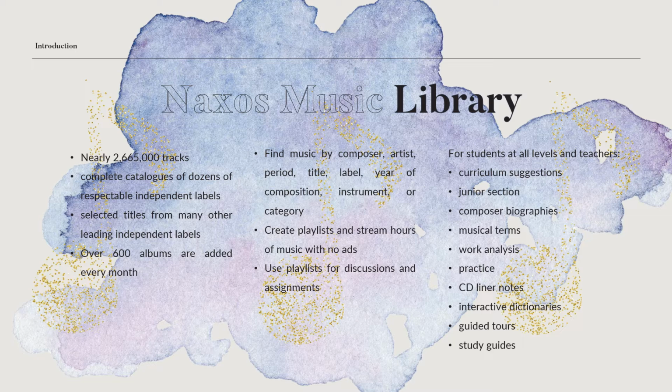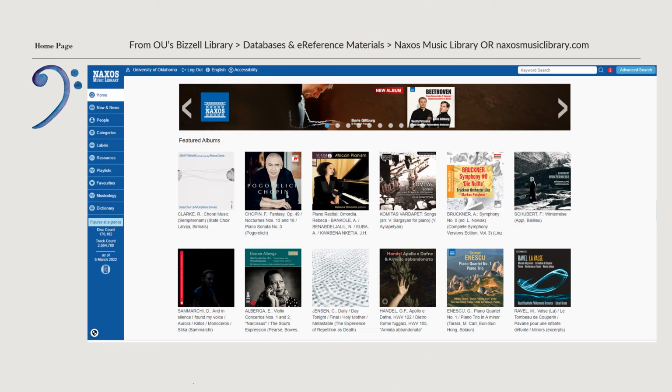Hundreds of curriculum suggestions are provided, along with a junior section, interactive features, and oral exercises. College students can find composer biographies, musical terms, work analysis, and so much more. In addition, a mobile app can be used by registered students and staff. To get to the Naxos Music Library, you can access databases and e-reference materials on the OU Library site if you're a student, or go to naxosmusiclibrary.com if you have a subscription.